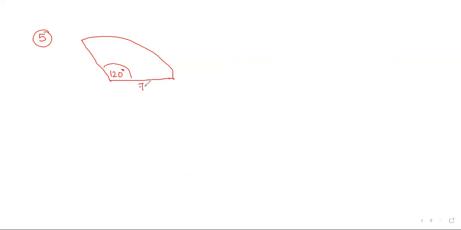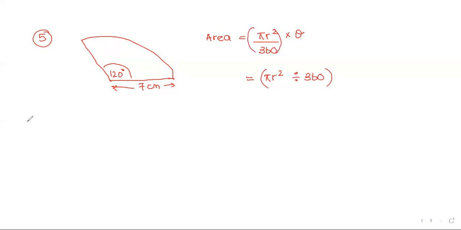So then here you write the 7 centimeters. So then what is the formula, Puti? The formula is area is equal to πr squared divided by 360 multiplied by theta. Right? This is how you find the area of a sector. So then how to do this, Puti? That the πr squared divided by 360 and then the whole thing you multiply by theta, right? The whole thing you multiply by theta.